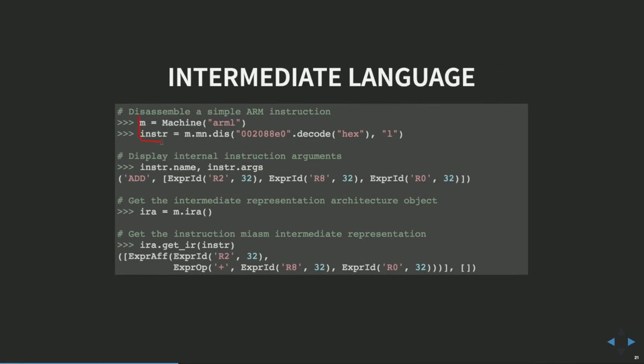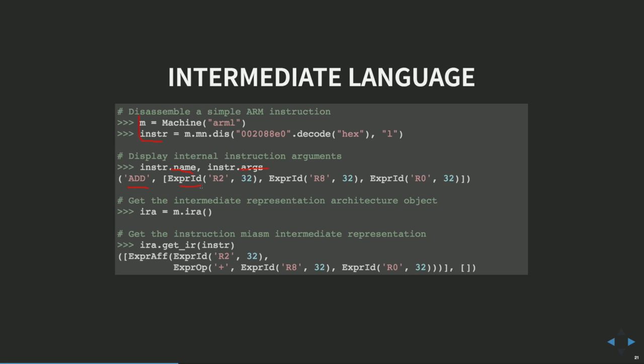It will be ARM. And I will disassemble one instruction. And I don't know what is the meaning of this instruction. So what I can do next is get its name with dot name. It's add. And get its arguments. In this case, we have three arguments. Their type is expression IDs. It's MySM internal expression for registers. So it's R2, R8, and R0.